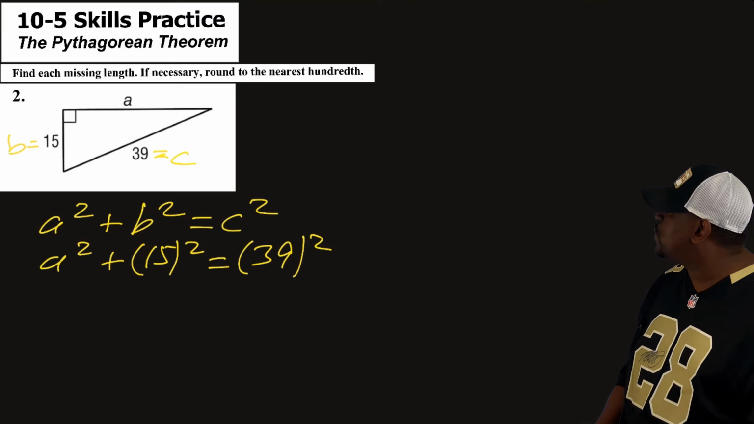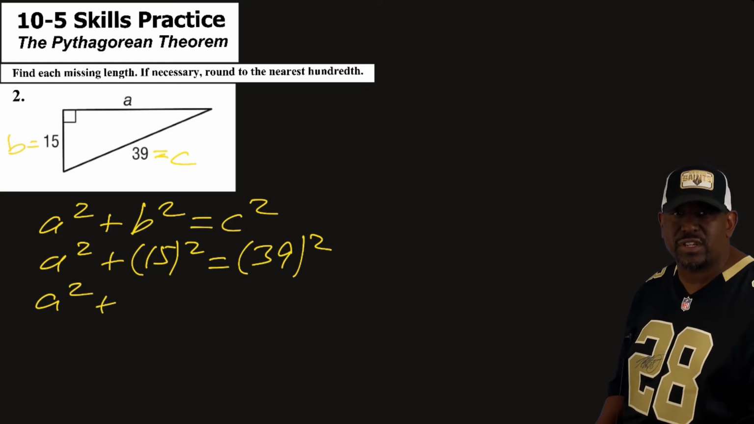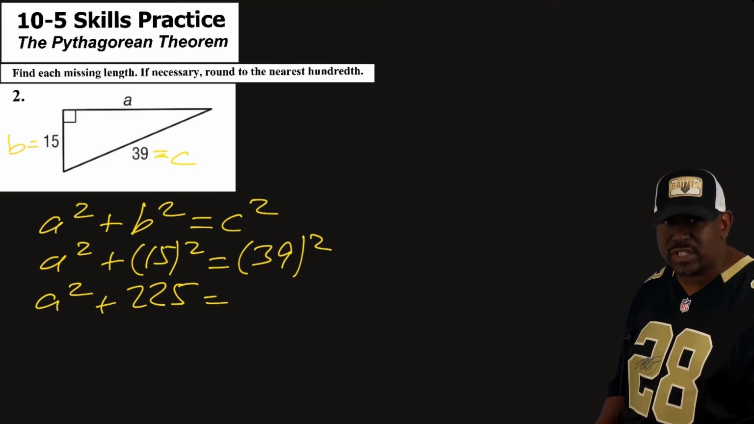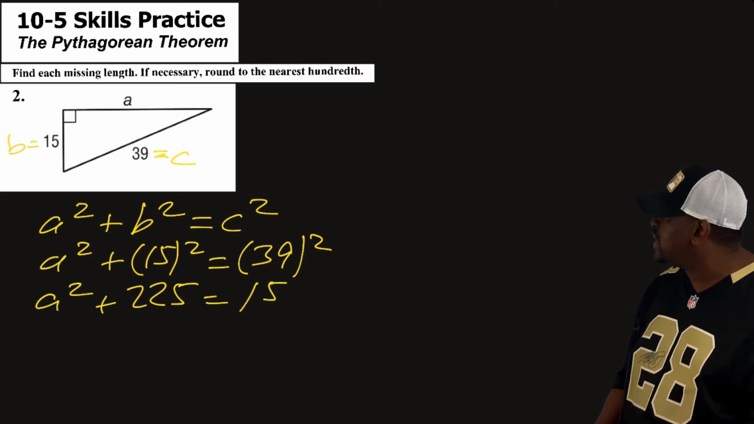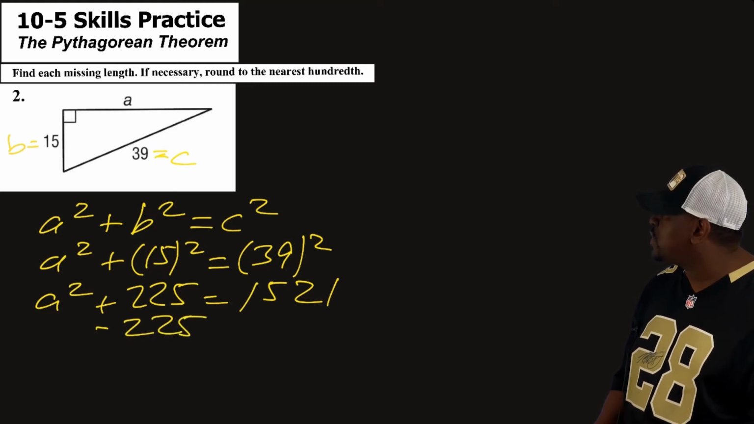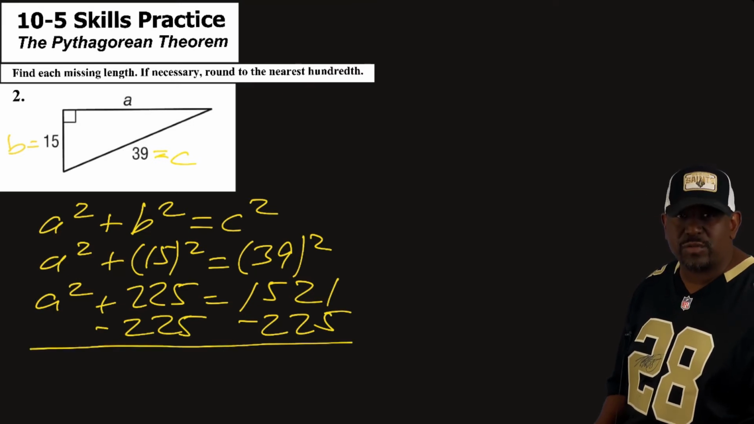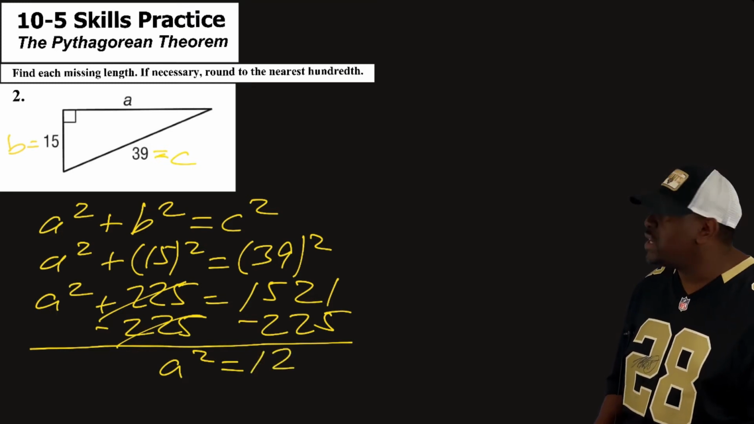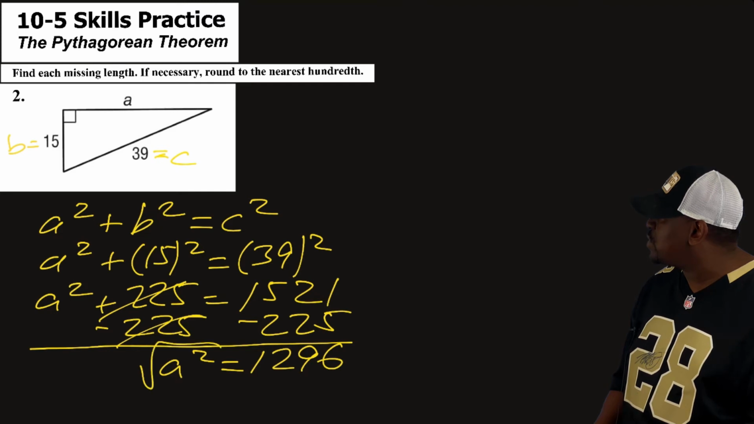So we substitute 15 for B, we substitute 39 for C, and now we plug it into the Pythagorean Theorem. You always want to write that formula at the start, A squared plus B squared equals C squared. We substitute B and C in, we're left with A squared. 15 squared is 225, 39 squared is 1521. To get A squared, we must subtract 225 from both sides to get rid of that. Now we have A squared by itself. We get that equal to 1,296.